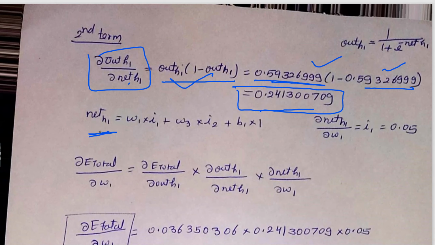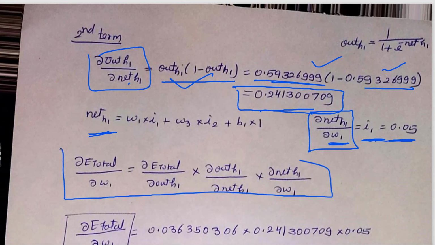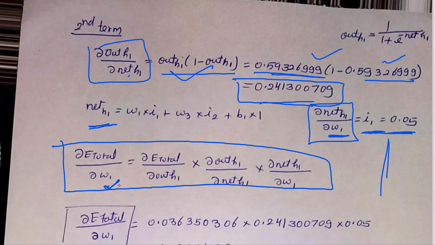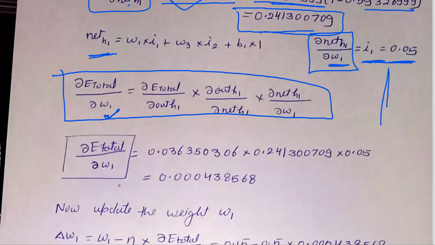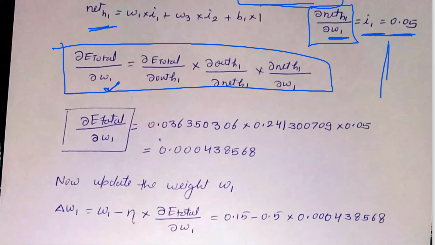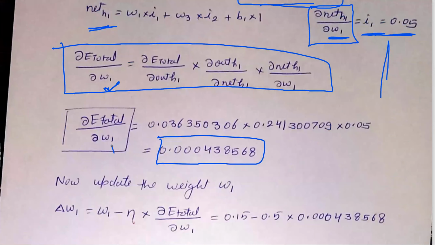Then net H1 was W1 I1 plus W3 I2 plus bias value. When we differentiate this with respect to weight W1, this will be equal to I1, that is the input, and the input value is 0.05. So for calculating E total with respect to W1, we will substitute all the values of differentiation, and then finally we get this differentiation value.